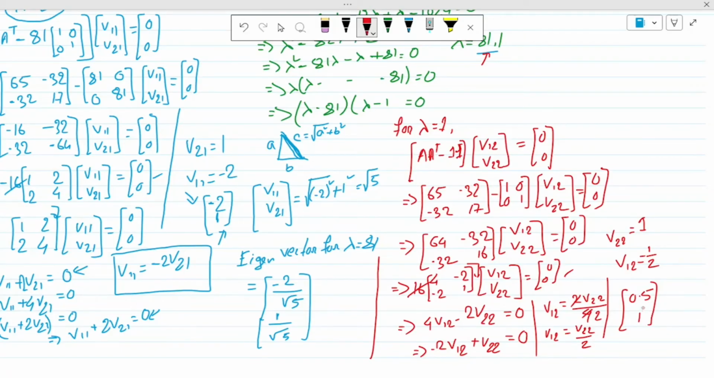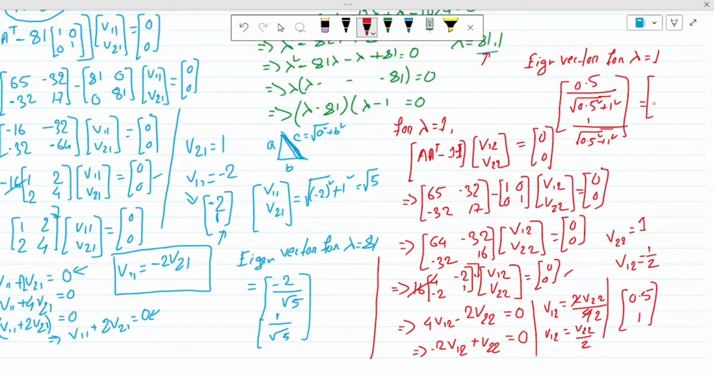Again, you have to normalize, that is, divide it by the norm of the vector. So ultimately you have the eigenvector for lambda equal to 1: 0.5 by the square root of 0.5 squared plus 1 squared, and 1 by the same value, 0.5 squared plus 1 squared. If you simplify this, you will get the second eigenvector. So these are the two eigenvectors. This comes out to be 0.447, and the second value is 0.894. If you do these operations, this is the final value.